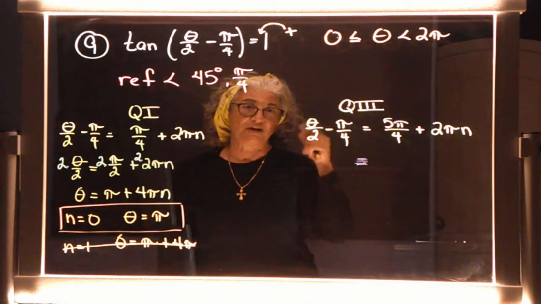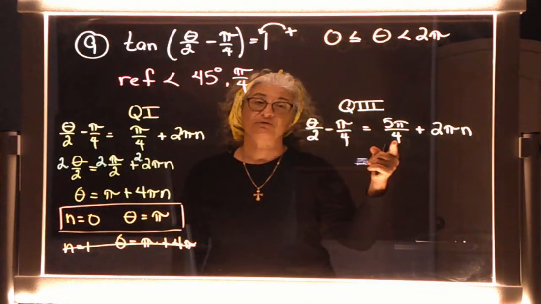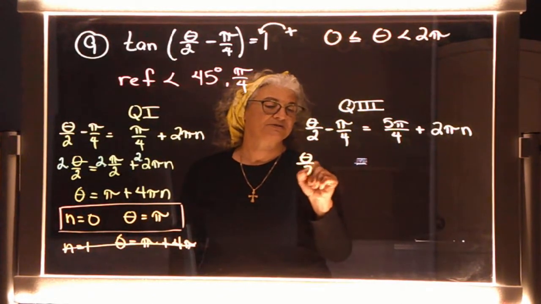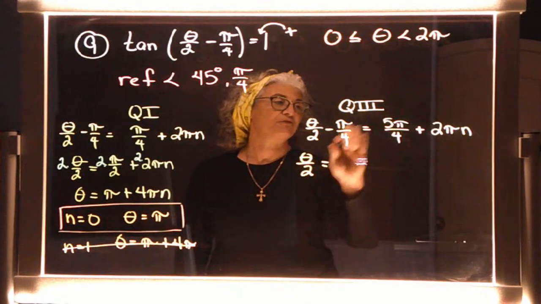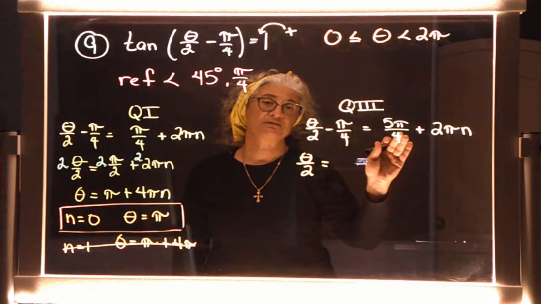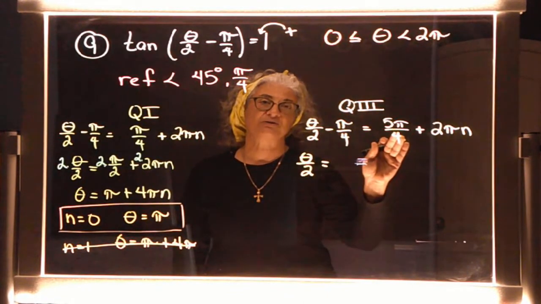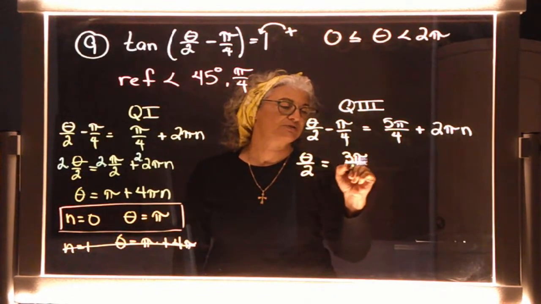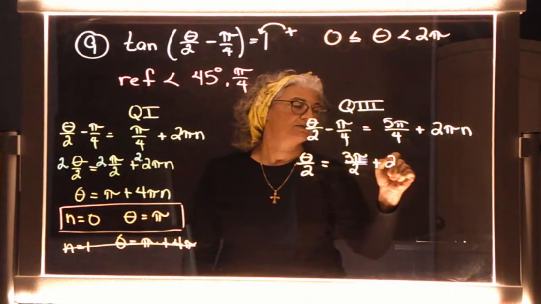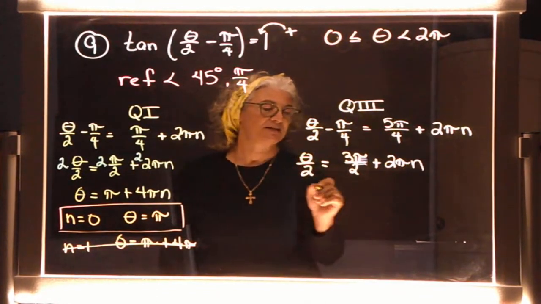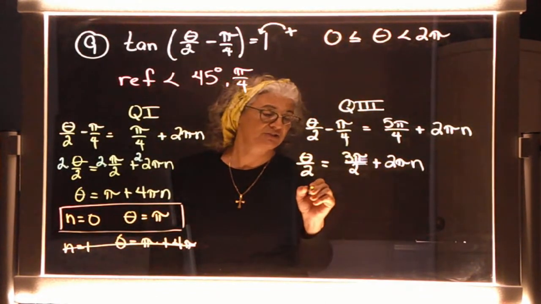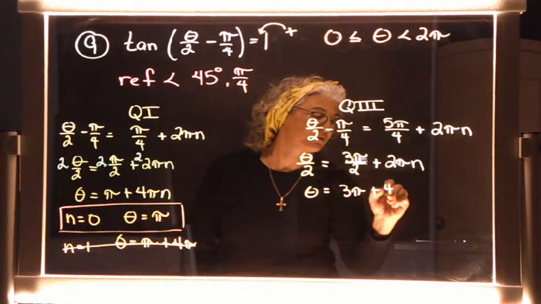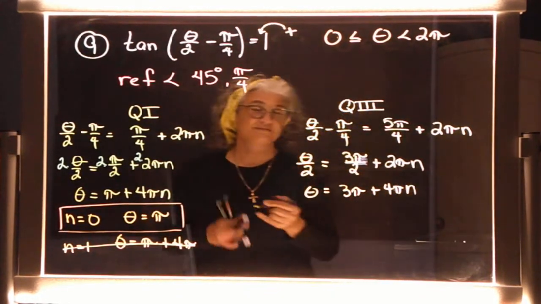Again, follow along. I have to add pi over 4 to both sides. Agreed? So we add like terms. So pi over 4 plus 5 pi over 4. Good. 6 pi over 4. Yes, 6 pi over 4 reduces to 3 pi over 2 plus 2 pi n. And then I've got to multiply everything by 2, don't I? So theta equals 3 pi plus 4 pi n. Right?